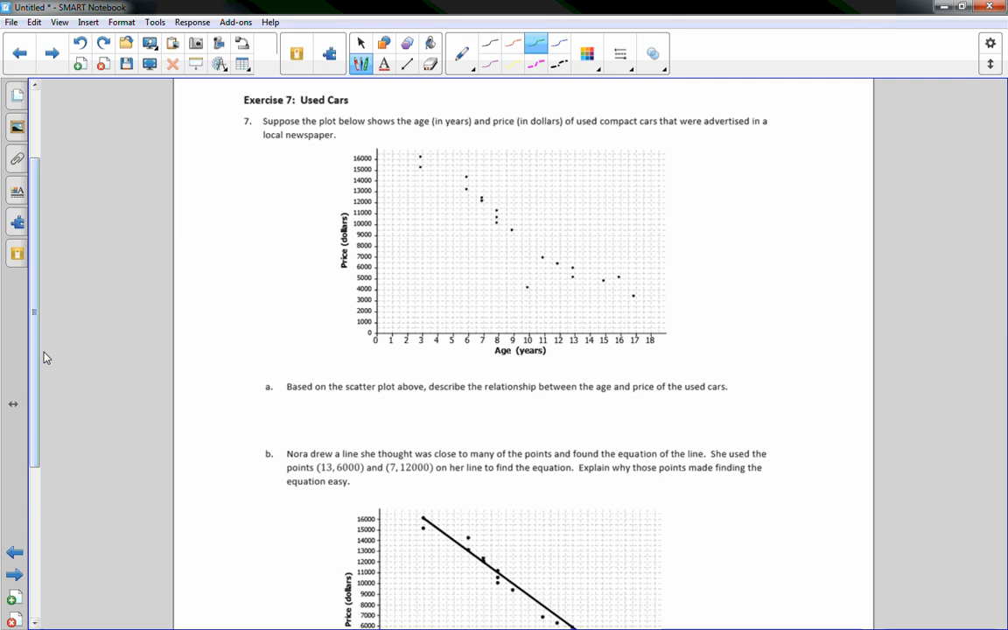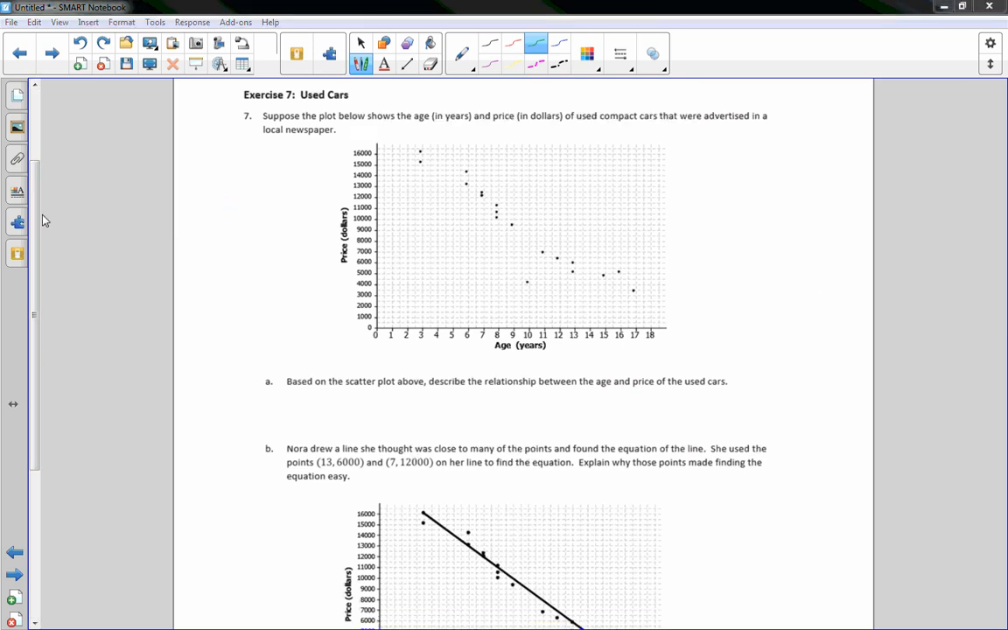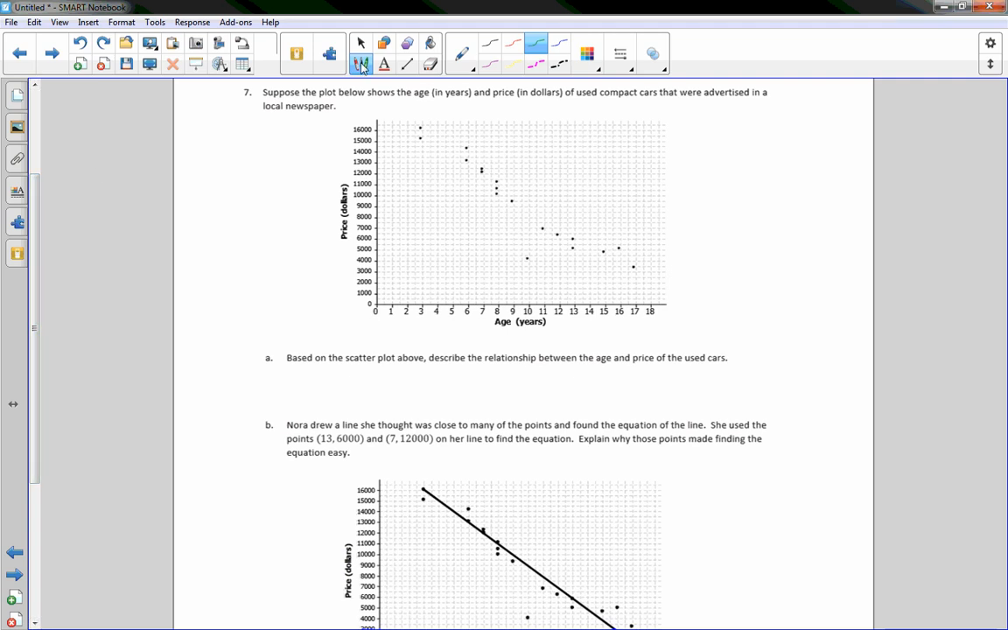Exercise 7, used cars. Okay, exercise 7 says used cars. Suppose the plot below shows the age in years. Age in years, so as the car is getting older, price of the car is doing what? Use the compact cars that were advertised in the local newspaper. A, based on the scatter plot above, describe the relationship between the age and price of used cars. Remember what I said. As X does what, comma, Y does this.